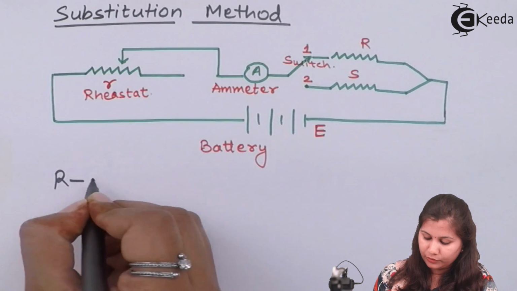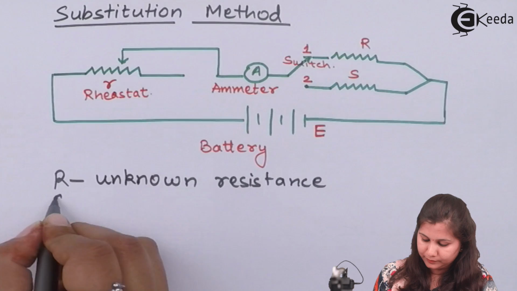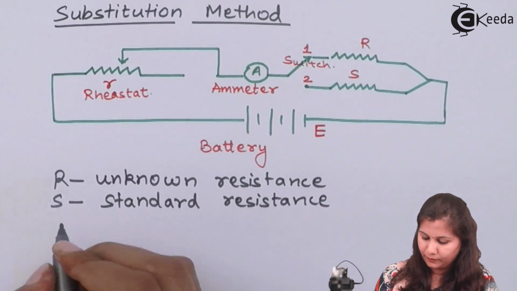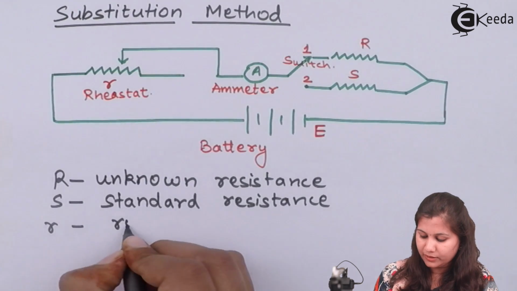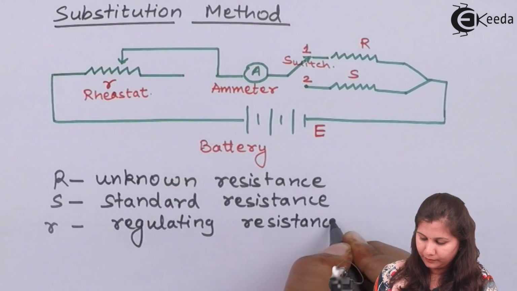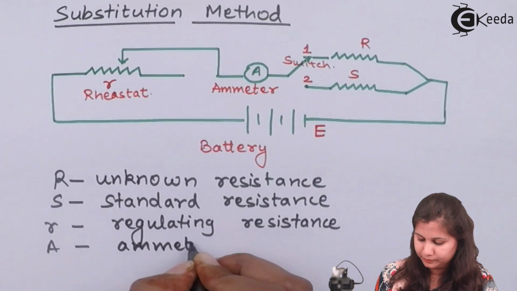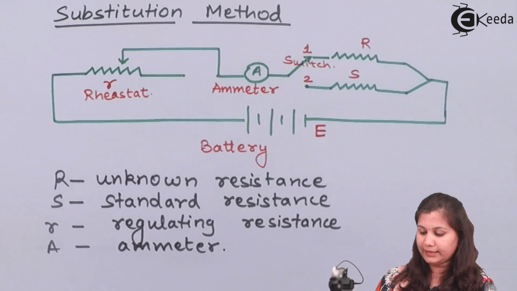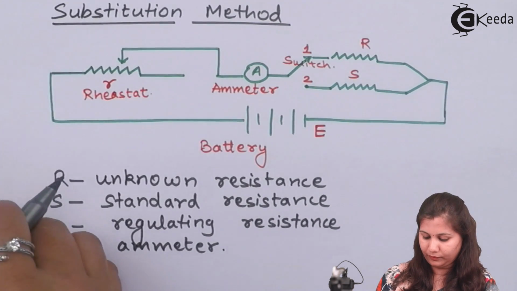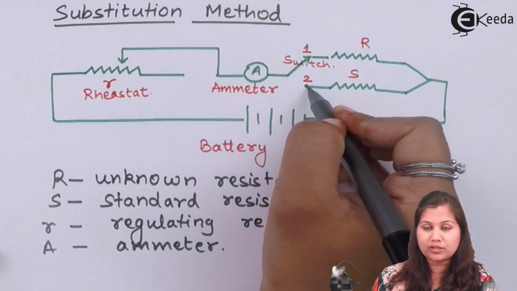So R is the unknown resistance. Small r is the regulating resistance. A is the ammeter. And E is the EMF of the battery. Now this switch can be placed at the two positions 1 and 2.